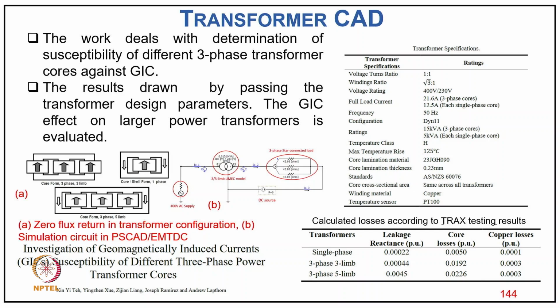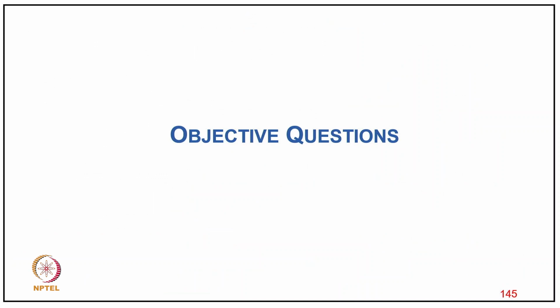So now, the work reported here deals with the determination of the susceptibility of different 3-phase transformer cores against GIC, with the result on bypassing the transformer design, and the GIC effect on a large transformer is evaluated. It is a zero flux return transformer configuration, simulated in PSCAD and EMTC, and the investigation is reported from the transformer industry.